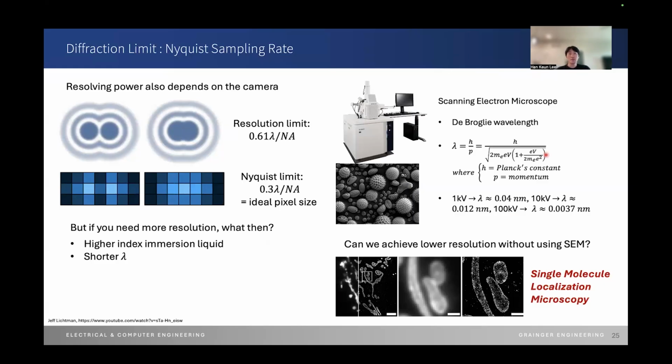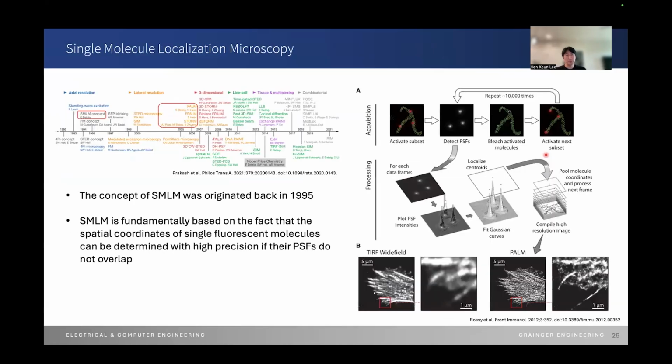However, SEM requires a lot of preparation. We have to scan, we have to coat the surface, we have to prepare the sample, and then put it into a vacuum, and imaging takes more than an hour. So it is a very complicated process, and imaging a live cell would not be possible. So can we achieve high resolution without using SEM? And yes, that is using single molecule localization microscopy.